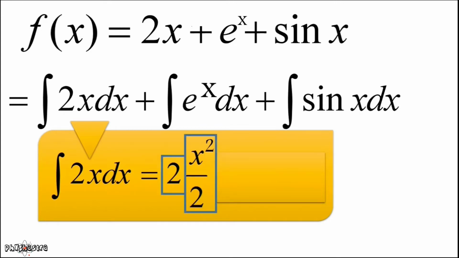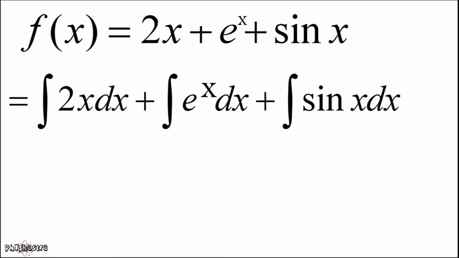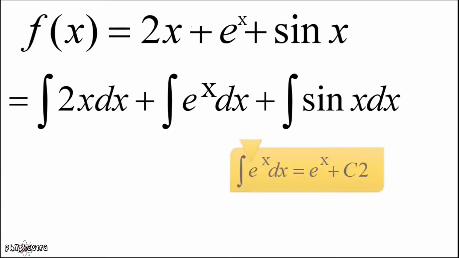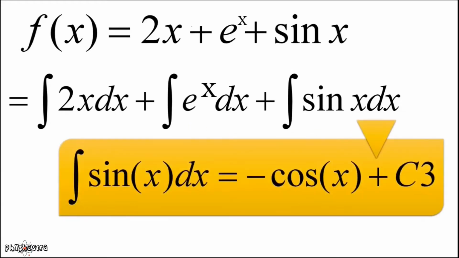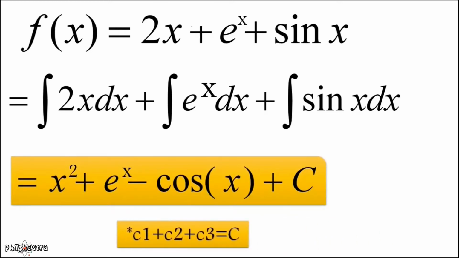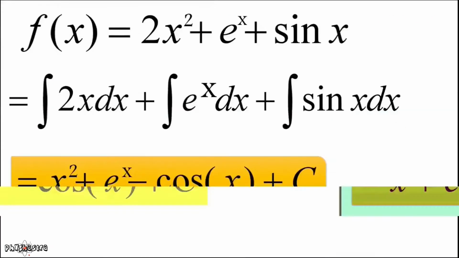But we have 2 on the outside, so 2 and 2 will get cancelled to 1, plus c1. This is also a constant, I just took it as c1. Now integration of e raised to x is e raised to x plus c2. Now the third integration, of sin x, is negative of cos x according to the formula of integration. Now we just recombine them. Again we get x squared plus e raised to x minus cos of x plus c1 plus c2 plus c3. Since c1, c2, c3 are constants, we can just replace them by c.